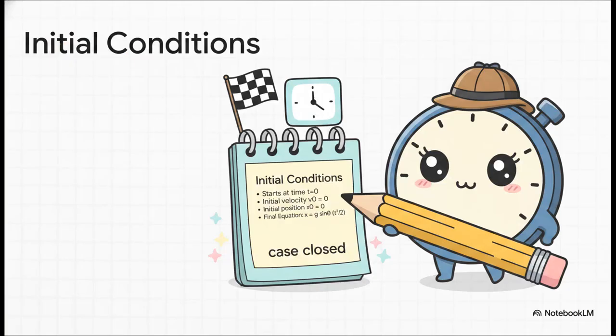Now, to make this time machine actually useful, we just apply our initial conditions. Let's say our block starts at a dead standstill. At time t equals 0, our initial velocity is 0, and our initial position is 0. When those zeros are plugged into our big equation, all those extra constants just vanish. The math cleans up beautifully, leaving us with this neat final verdict. The position x at any given time equals g sine theta times t squared divided by 2. You just give me a time, and I can tell you exactly where that block is on the ramp.